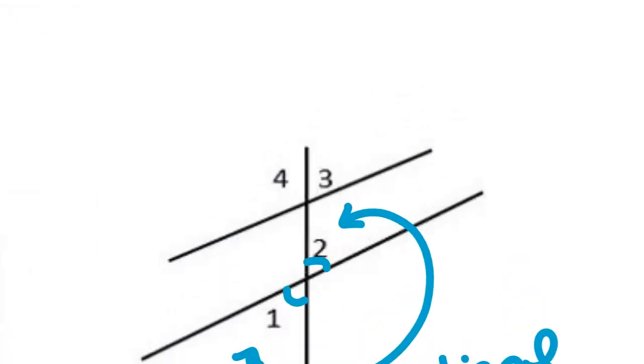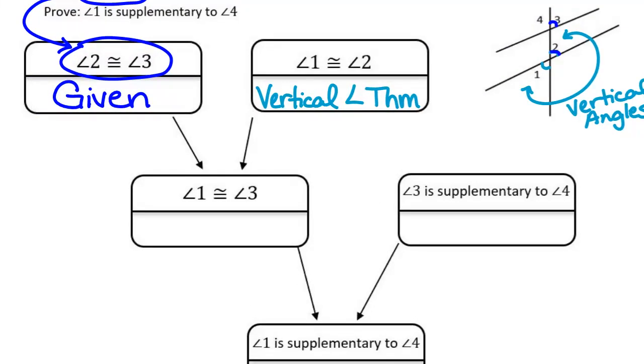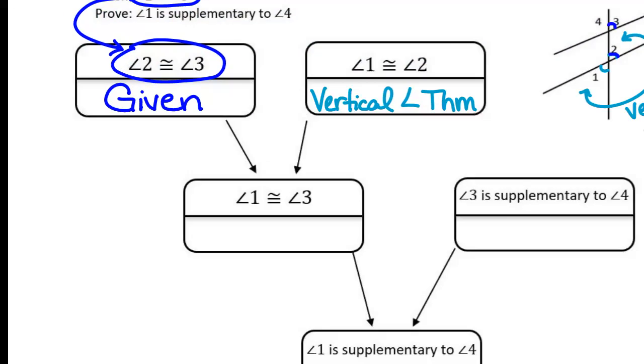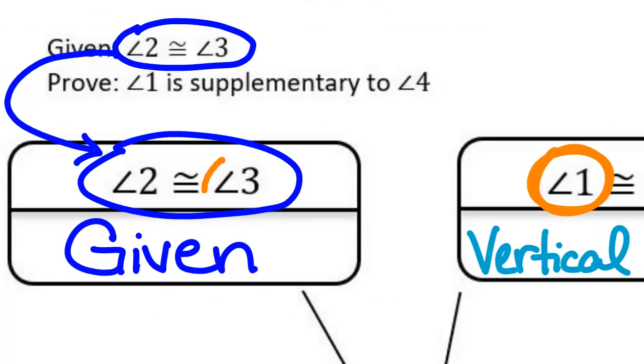I'm going to mark angles 2 and 3 as congruent since that was my given. So then I get here to this second level. It says angle 1 is congruent to angle 3. Well, angle 1 was right here, and angle 3 is right here. What are angle 1 and angle 3 both congruent to? Angle 2. They're both congruent to angle 2.